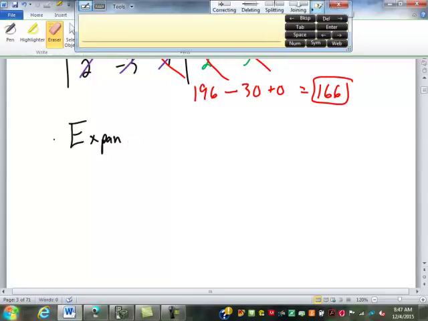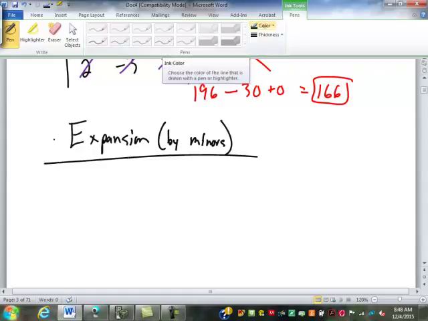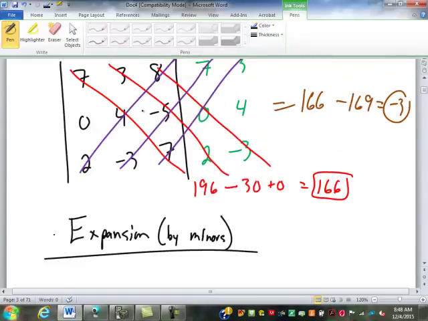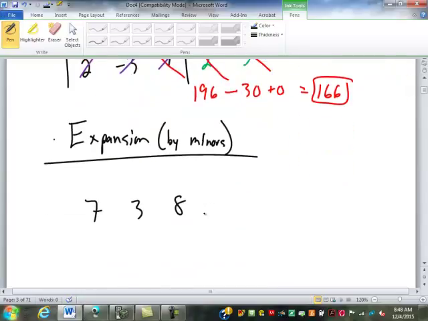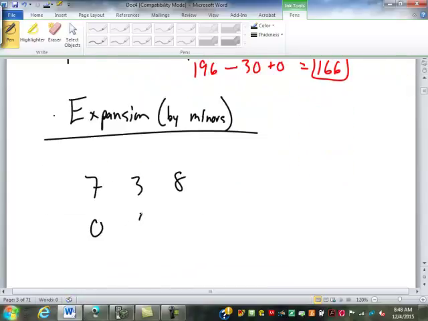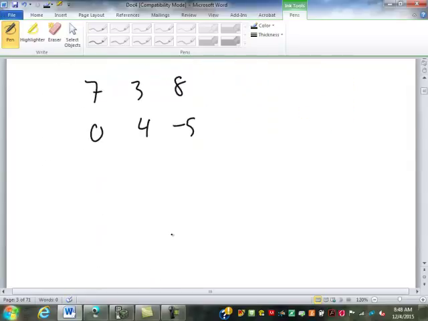Sometimes we do a determinant by something called an expansion, and minors. Let me show you what I mean. I'm going to give you this matrix right here again. 7, 3, 8, 0, 4, negative 5, and 2, negative 3, 7.